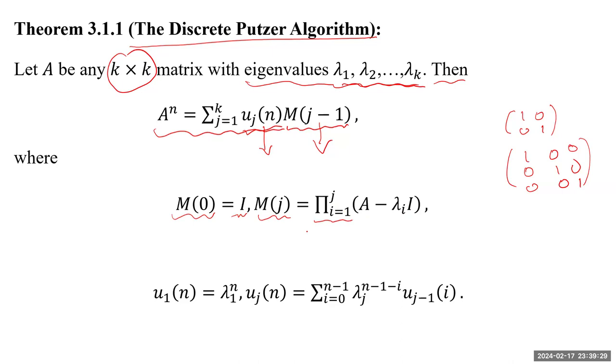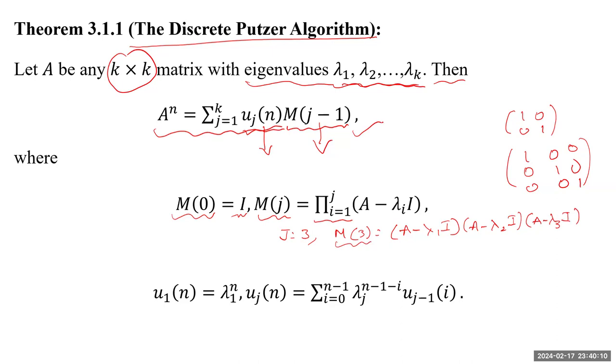So, for example, if j is equal to 3, then what about this product? M of 3 is equal to (A minus lambda 1 I) times (A minus lambda 2 I) times (A minus lambda 3 I). So based on that, we can identify what is the matrix M of j, that is, for M of j minus 1.